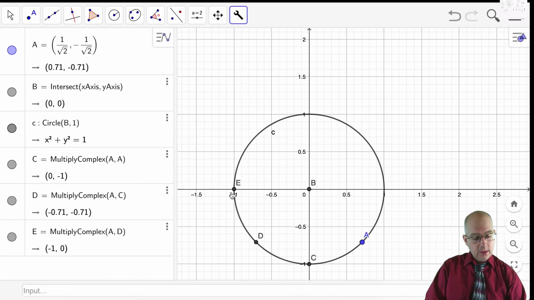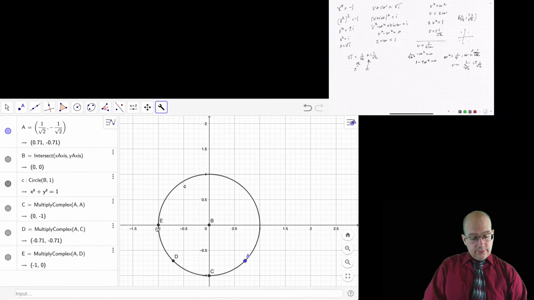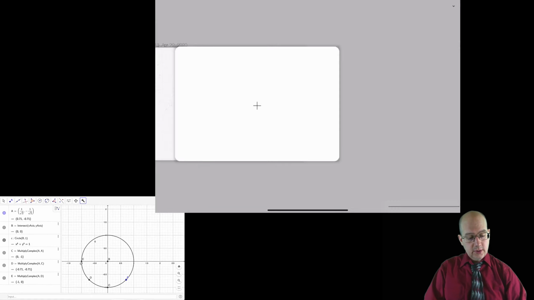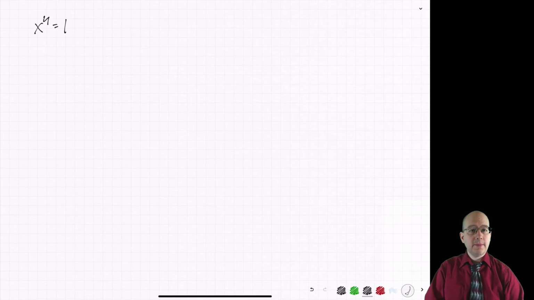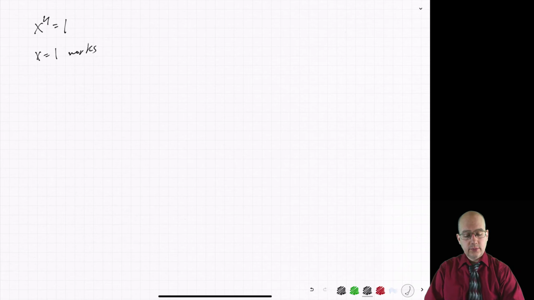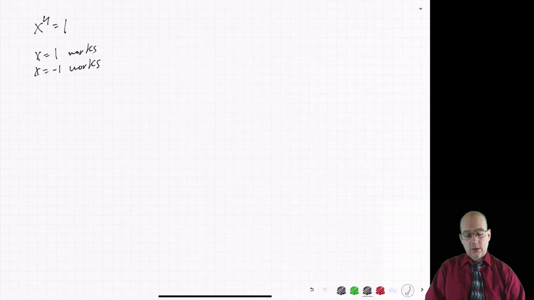All right. What's next? Well, we did x to the fourth equals minus 1. What about something slightly simpler? X to the fourth equals 1. How does that go? Well, we know that x equals 1 works. And we know that x equals minus 1 works. What about anything else?